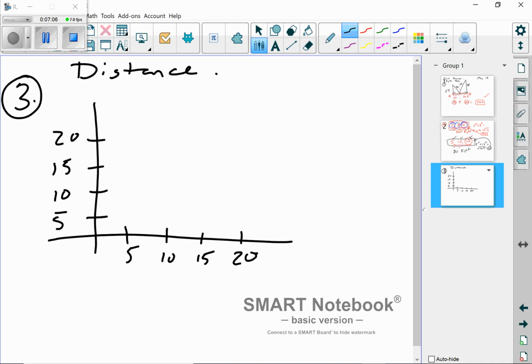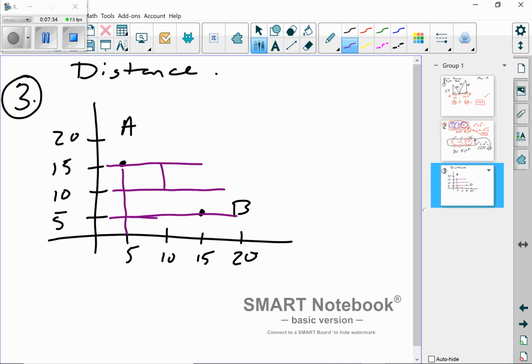Okay, here we go. So let's say that I have a point A at 5 and 15. I have a point B at 15 and 5. Now, remember, if you're on graph paper right now, this is what's tricky. If I actually had graph lines here, so I had lines going across here, like that, and I had lines going here like this.